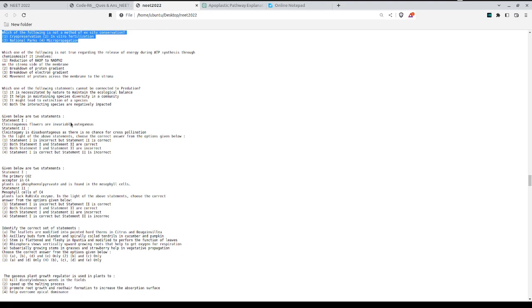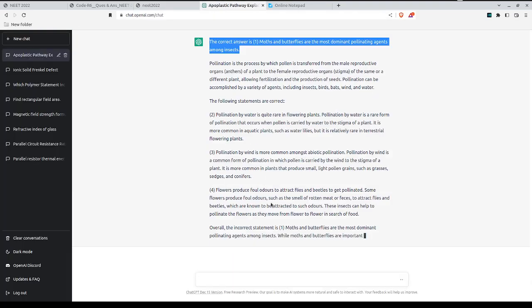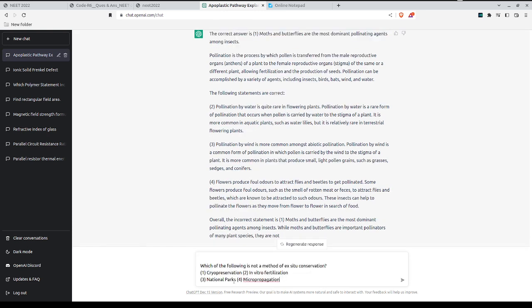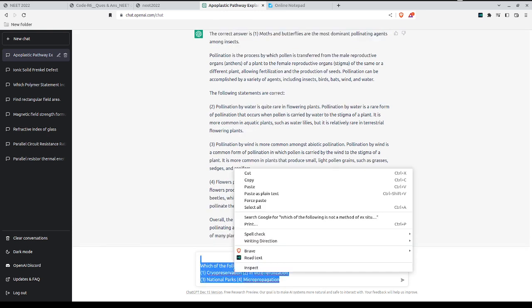Which of the following is not a method of ex situ conservation? 1. Cryopreservation. 2. In vitro fertilization.